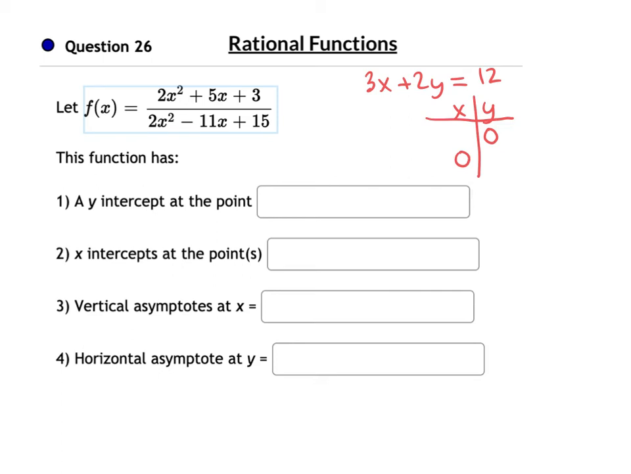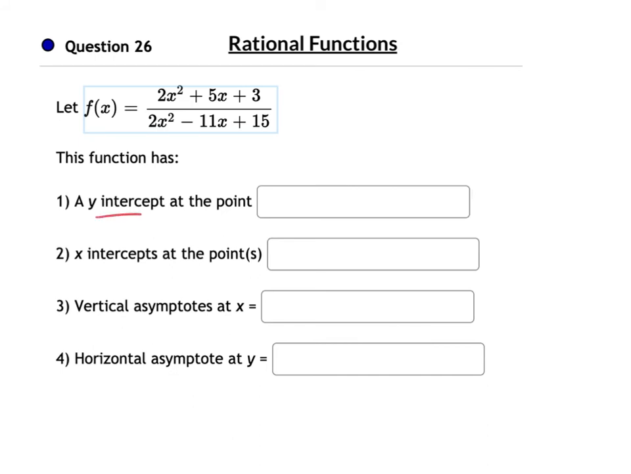And we made this simple table, and we would plug in 0 for y. 2 times 0 would be 0. 3x is 12. X would have been 4. And then we would have plugged in x is 0. 3 times 0 is 0. 2y would have been 12, and y would have been 6. Keep in mind that if you're looking for the y-intercept, x is 0. If you're looking for the x-intercept, y is 0.